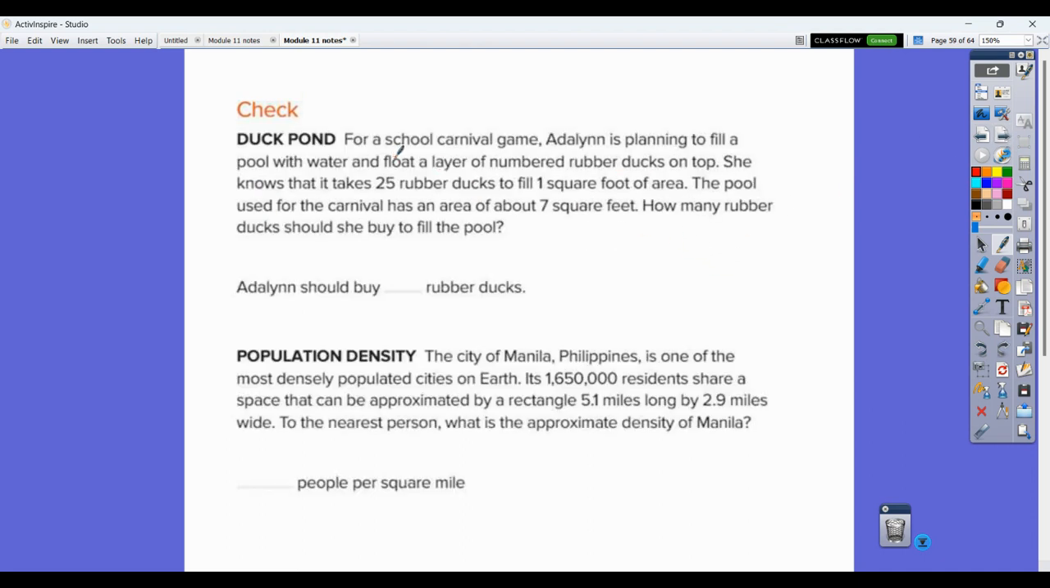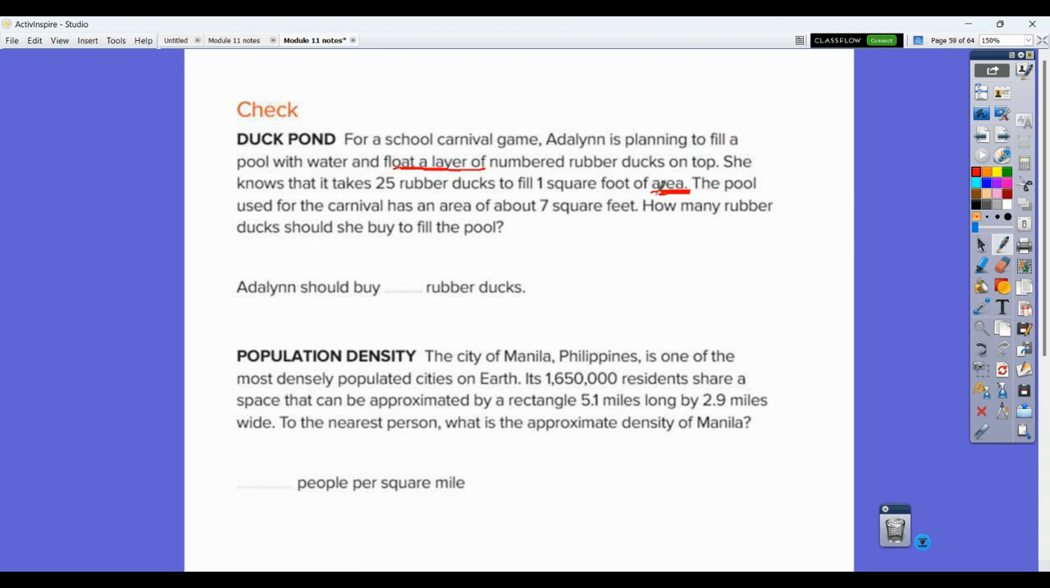The duck pond example, so I am on page 700. For a school carnival game, Adeline is planning to fill a duck pool with water and float a layer of ducks on top. She knows that it takes 25 rubber ducks to fill 1 square foot of area. Notice we're using area here. The pool used for the carnival has an area of about 7 square feet. How many rubber ducks should she buy to fill the pool? So we're talking area. We could talk volume here because we're talking about a pool, but we're talking about just the top layer, float a layer of them.